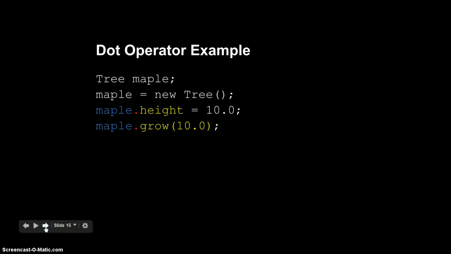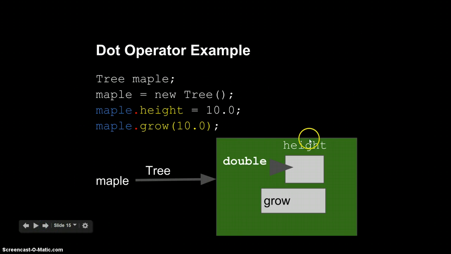Here's an example. Okay, so same example as before. We make a reference to a tree and then store the location of an object inside that reference. Now, here is the dot operator. We've got an object on the left and a message, height, on the right. What that's going to do is it's going to follow the reference and get this double height. And now we're going to treat it just like any other variable. We're going to store 10 inside of height. So after this line of code runs, we've got that.